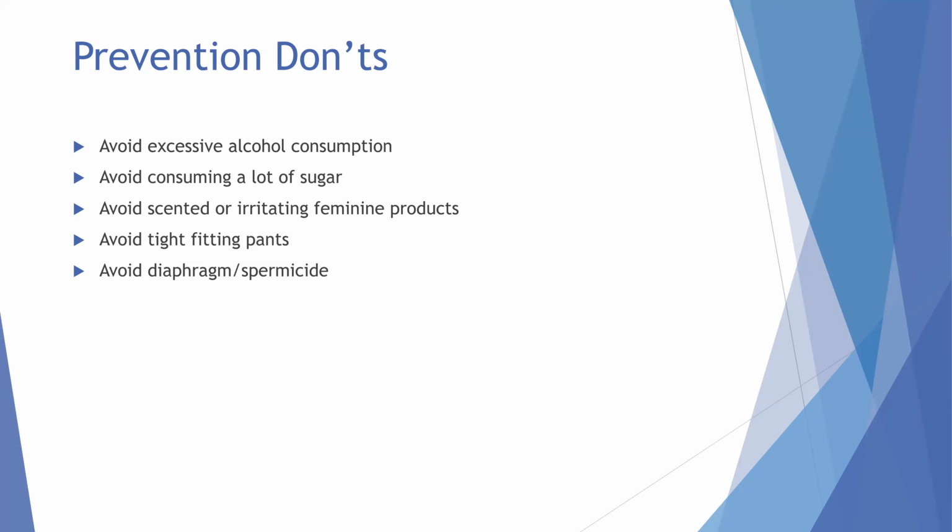Scented or irritating feminine products should be avoided. And then for breathability, avoid really tight fitting pants. And then also for birth control, diaphragms and spermicides have both been linked to UTIs. So it might be a good idea to try a different type of birth control if that's what the individual is using.